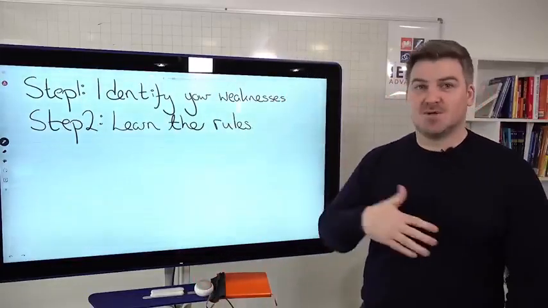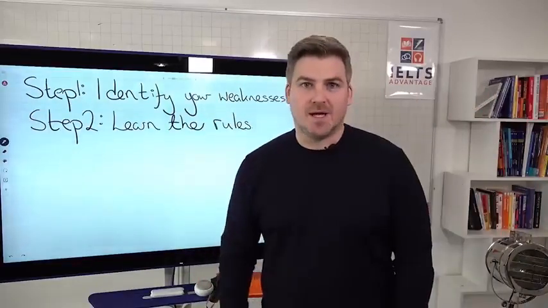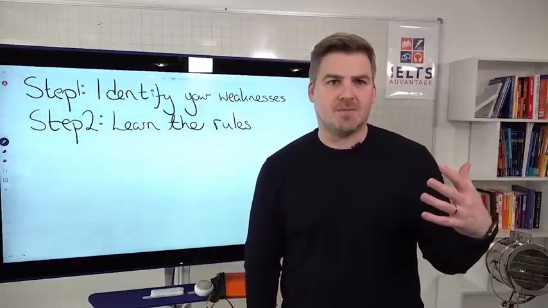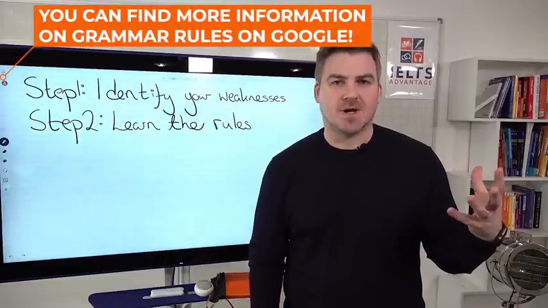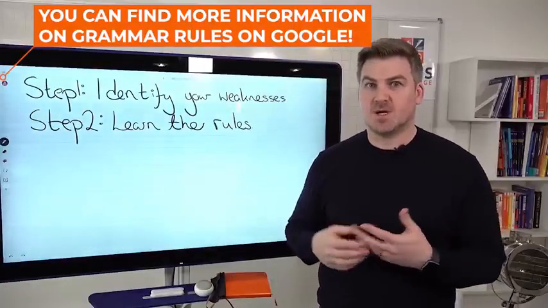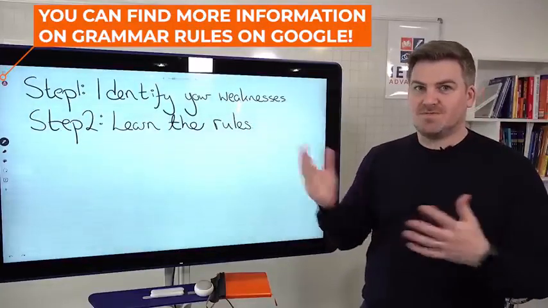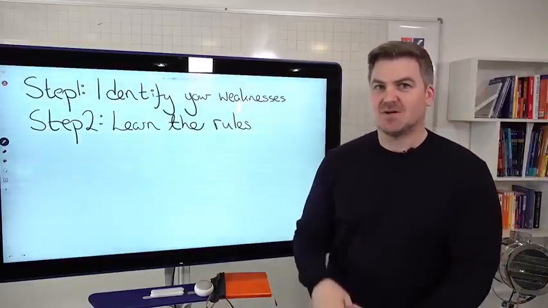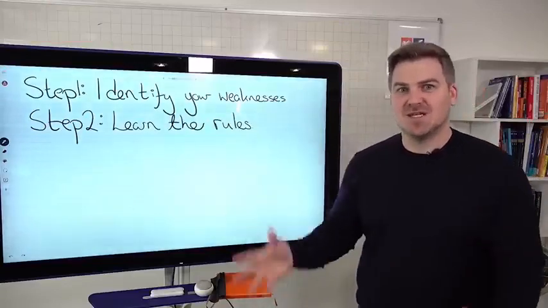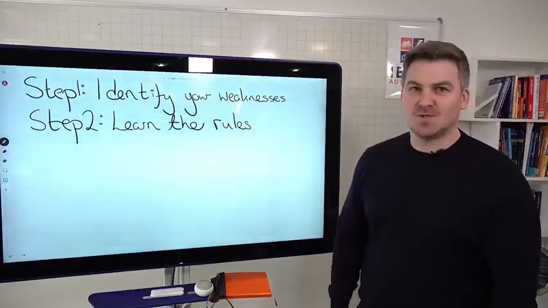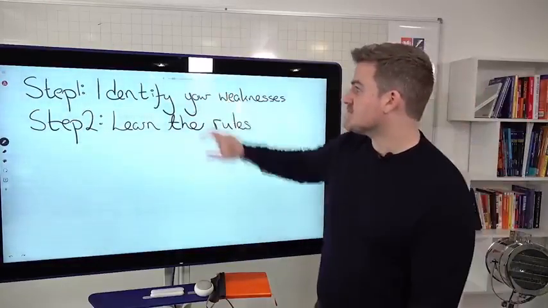The good news is they're freely available online. The British Council has a great part of their website that is dedicated to grammar. And there are a lot of other websites out there, just free information. Just Google rules of definite article or indefinite article or prepositions or whatever you need. There are rules available. You just have to go and find it.